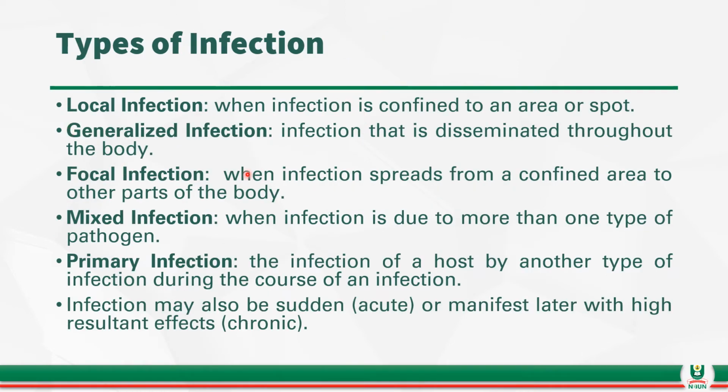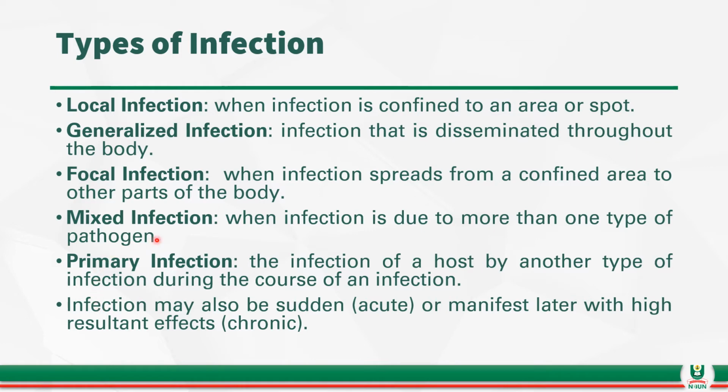Types of infection. We have local infection. When infection is confined to an area or spot, it doesn't generalize. That is local infection, like we have in a boil, where you just see that particular area being reddish. When you talk about generalized infection, it is infection that is disseminated throughout the body, while focal infection is when infection spreads from a confined area to other parts of the body.